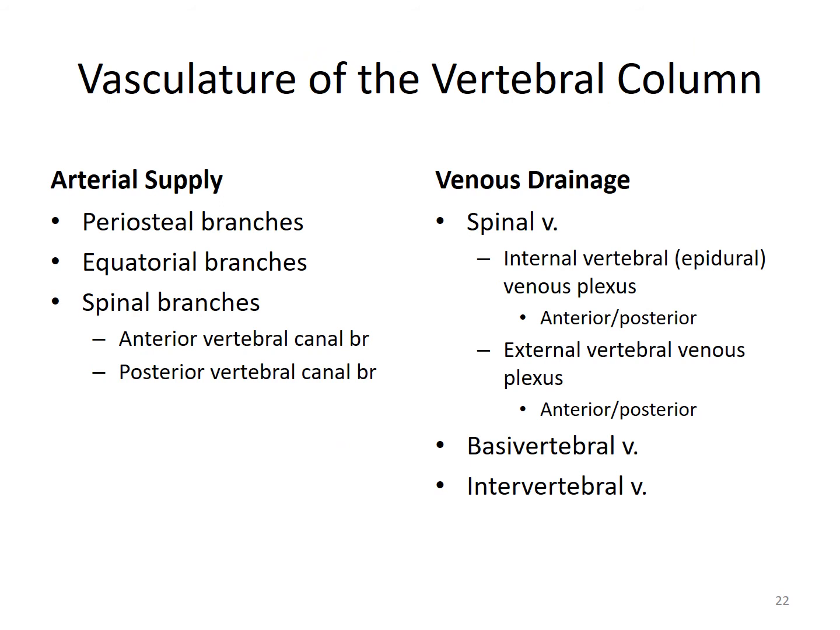Considering the vasculature of the vertebral column, we're not really going to be dissecting that in lab ourselves, but you can review the arterial supply and the venous drainage here. Arterial supply is mainly by so-called periosteal branches, equatorial branches, and spinal branches. The venous drainage is via spinal veins. The internal vertebral, also called epidural venous plexus, there's an anterior and a posterior version of that. And then there's an external vertebral venous plexus, again anterior and posterior. In addition to that, there's also going to be some basivertebral and intervertebral veins.